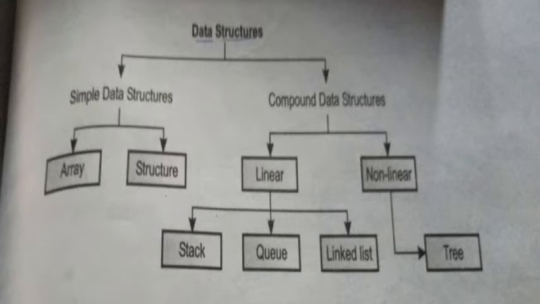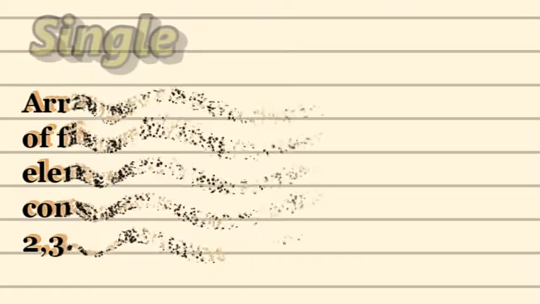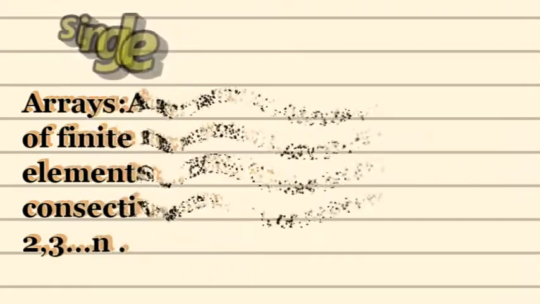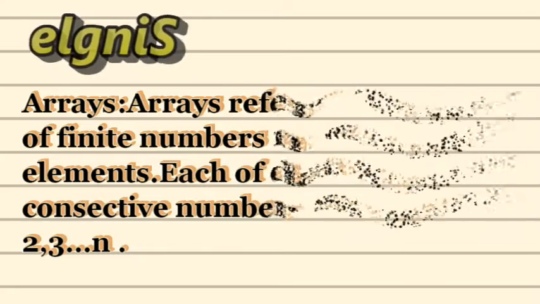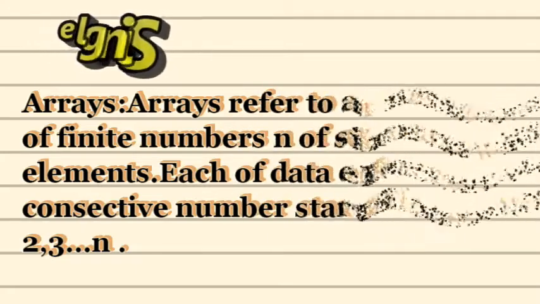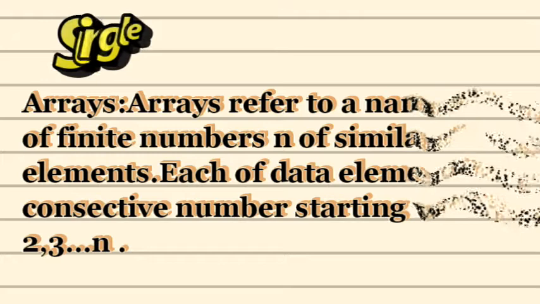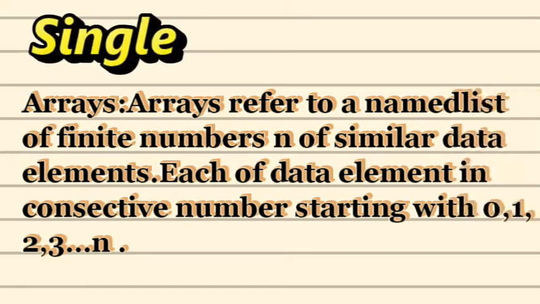Now first of all, we are talking about the simple data structure. For the simple data structure, we just have two types of data structure, that is array and structure. Whenever I'm talking about an array, it is a named list of a finite number of similar data elements. We define an array always with just one single data type, and the number of elements that we will enter will be based upon the size of that particular array.